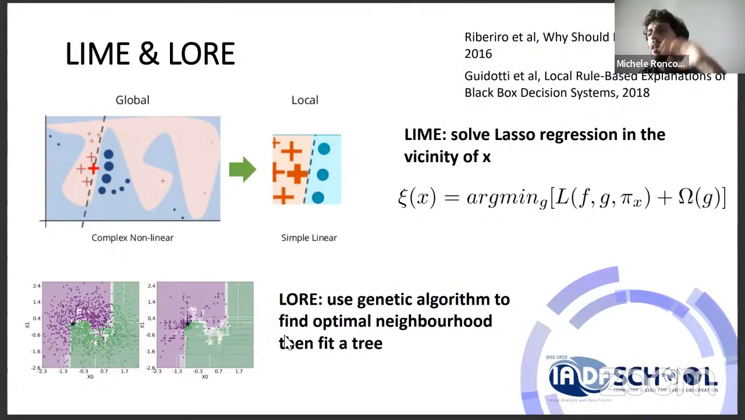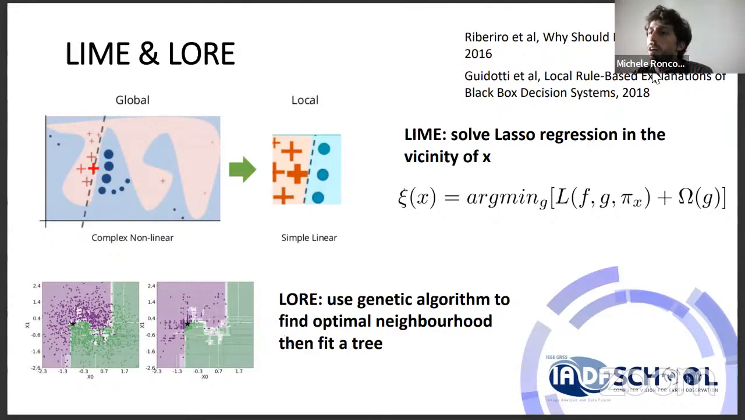So the blue parts are the points which are classified as zero, and the red points, the red set, are the points which are classified as one. So as you can see, the decision boundary between these two classes is very complicated. But then locally, in the vicinity, in the proximity of a given point, we can think of approximating it in a simple way with a linear regression. And that's the basic idea of LIME.